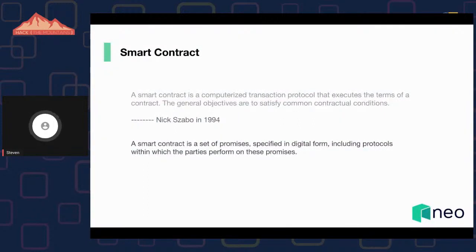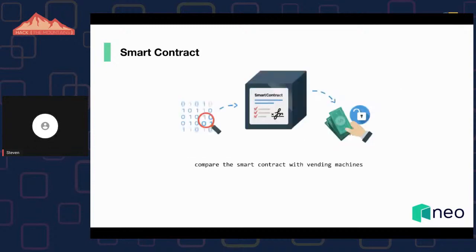So maybe you guys may want to know, what is a smart contract? The idea is very old. It was almost established in 1994, and now with the blockchain, the smart contract idea can be implemented on the blockchain. You can think about it as a vending machine. You put something in as input, you get some confirmed and trusted output. That's how the smart contract works.